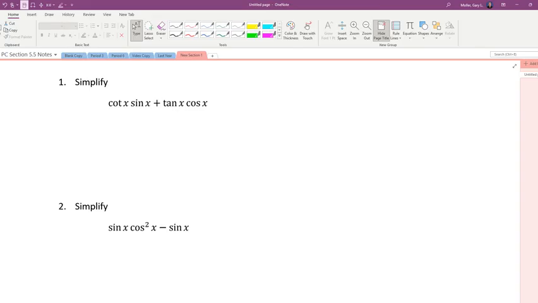So here we go. Question one just asks us to simplify this, and it doesn't give us a target, so we're just going to try to make it better than it is. Probably lots of things we could try. I'm going to go with my first gut instinct, which is sines and cosines.